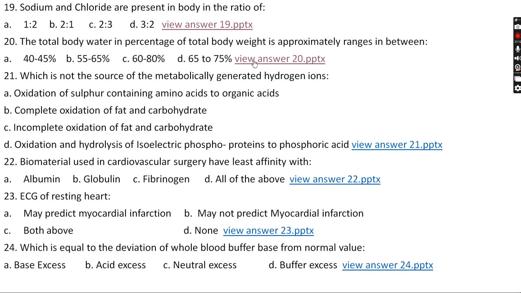Question number 21. Which is not the source of metabolically generated hydrogen ion? Option A, oxidation of sulfur containing amino acid to organic acid. Option B, complete oxidation of fat and carbohydrate. Option C, incomplete oxidation of fat and carbohydrate. Option D, oxidation and hydrolysis of isoelectric phosphoprotein to phosphoric acid. The right answer is option B, complete oxidation of fat and carbohydrate.